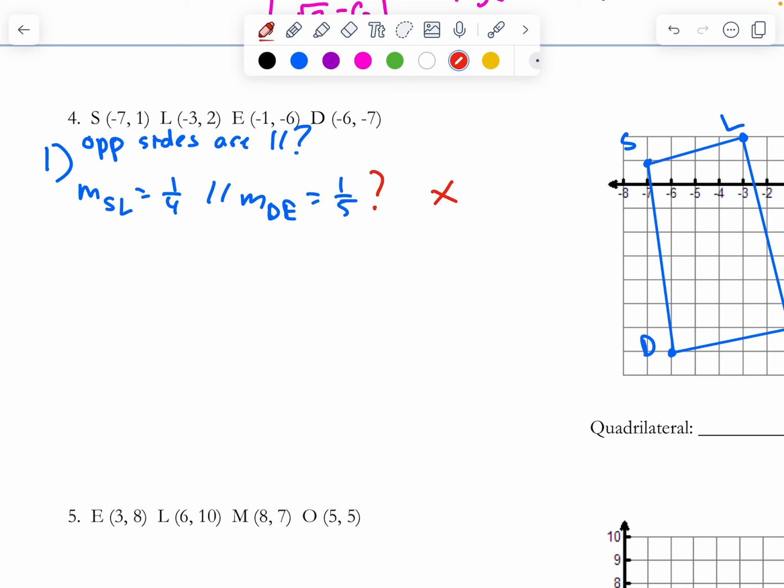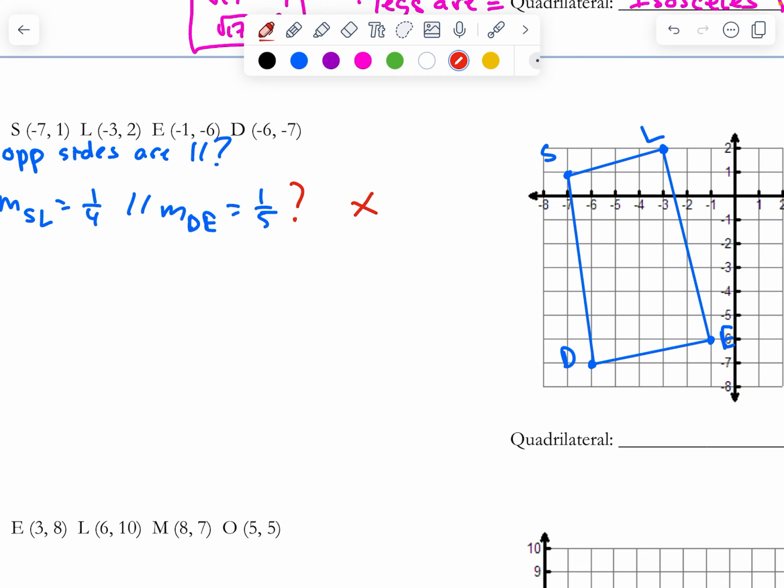So let's see. What can it be? It could be a trapezoid, it could be a quadrilateral, it could be a kite, and it could be an isosceles trapezoid. Actually, it could not. But again, it could be something, right?